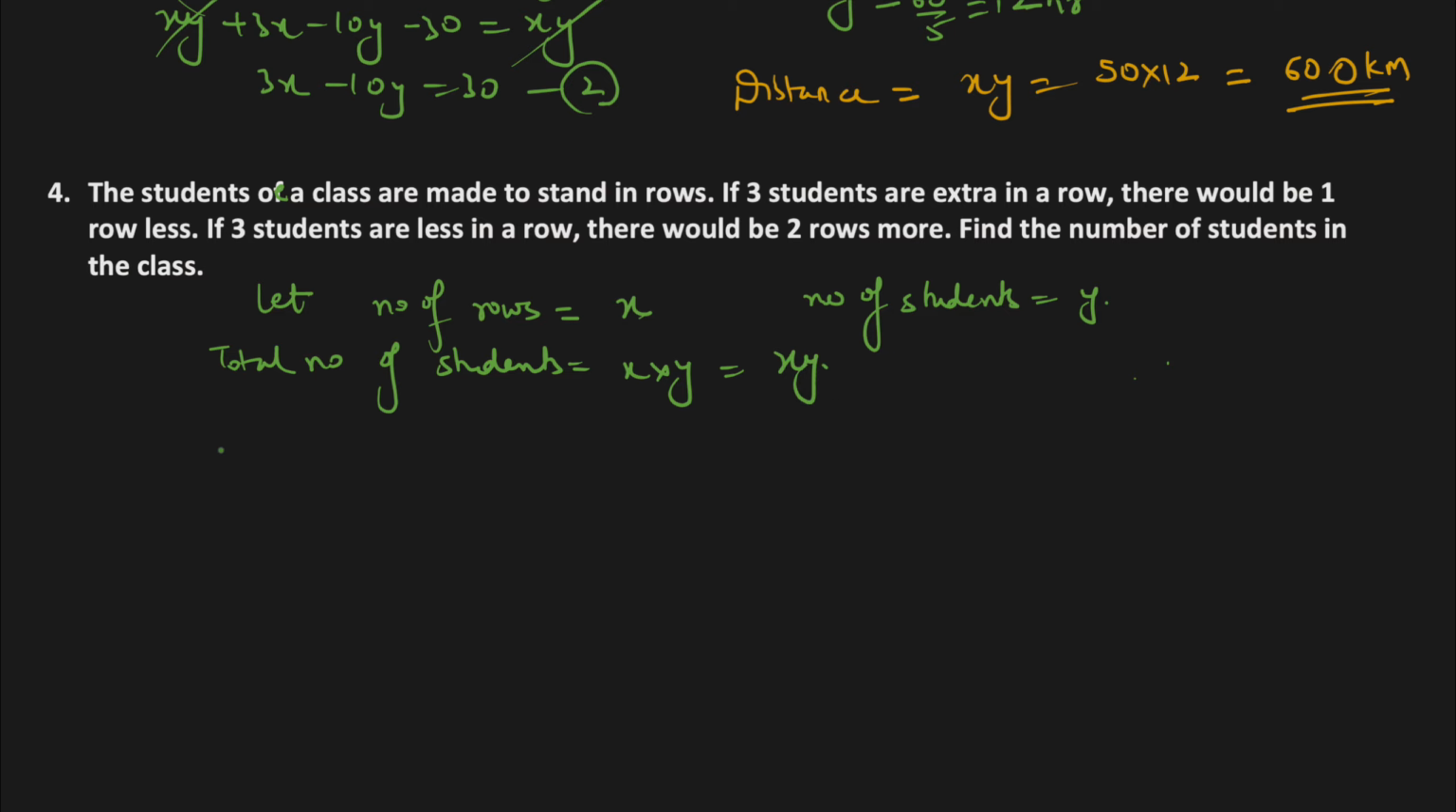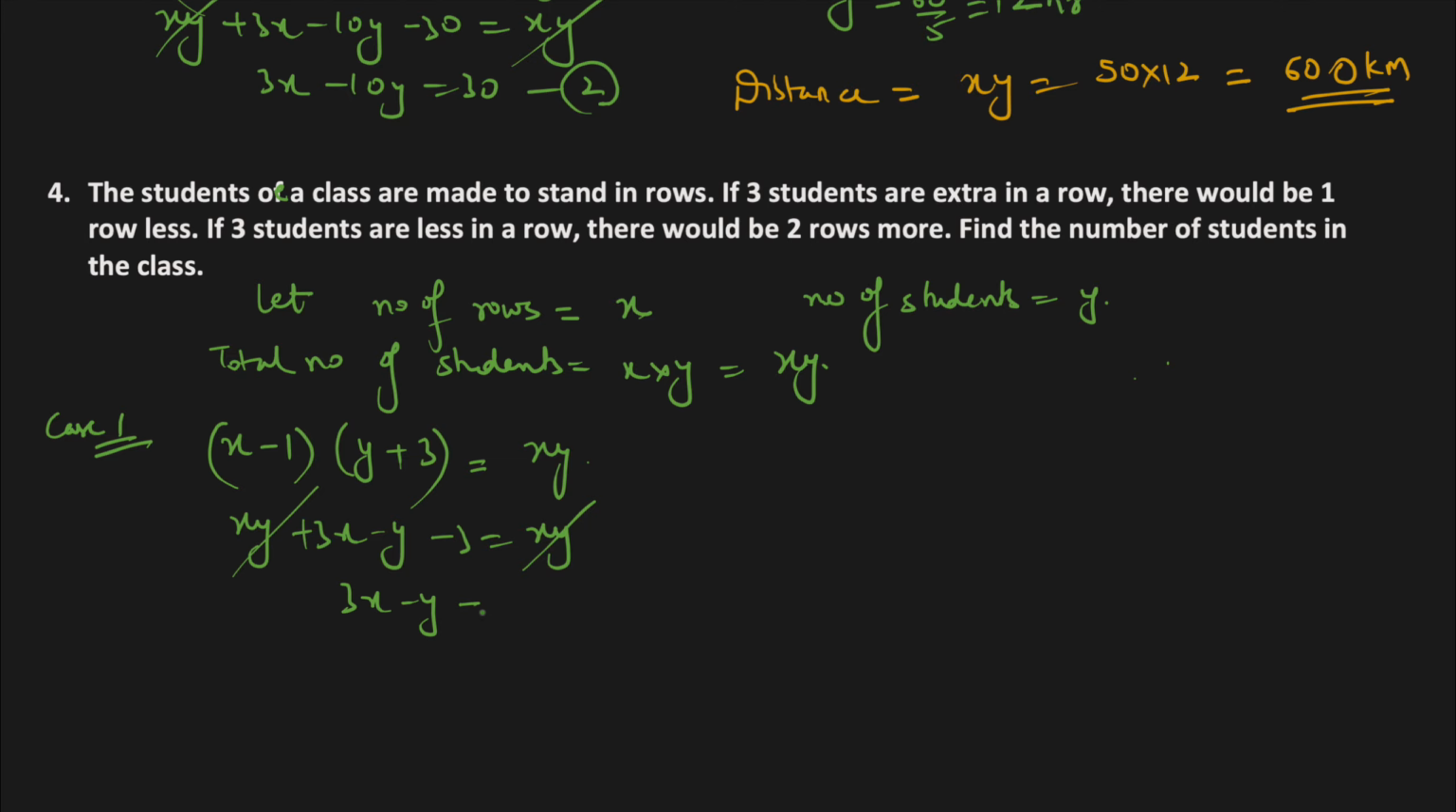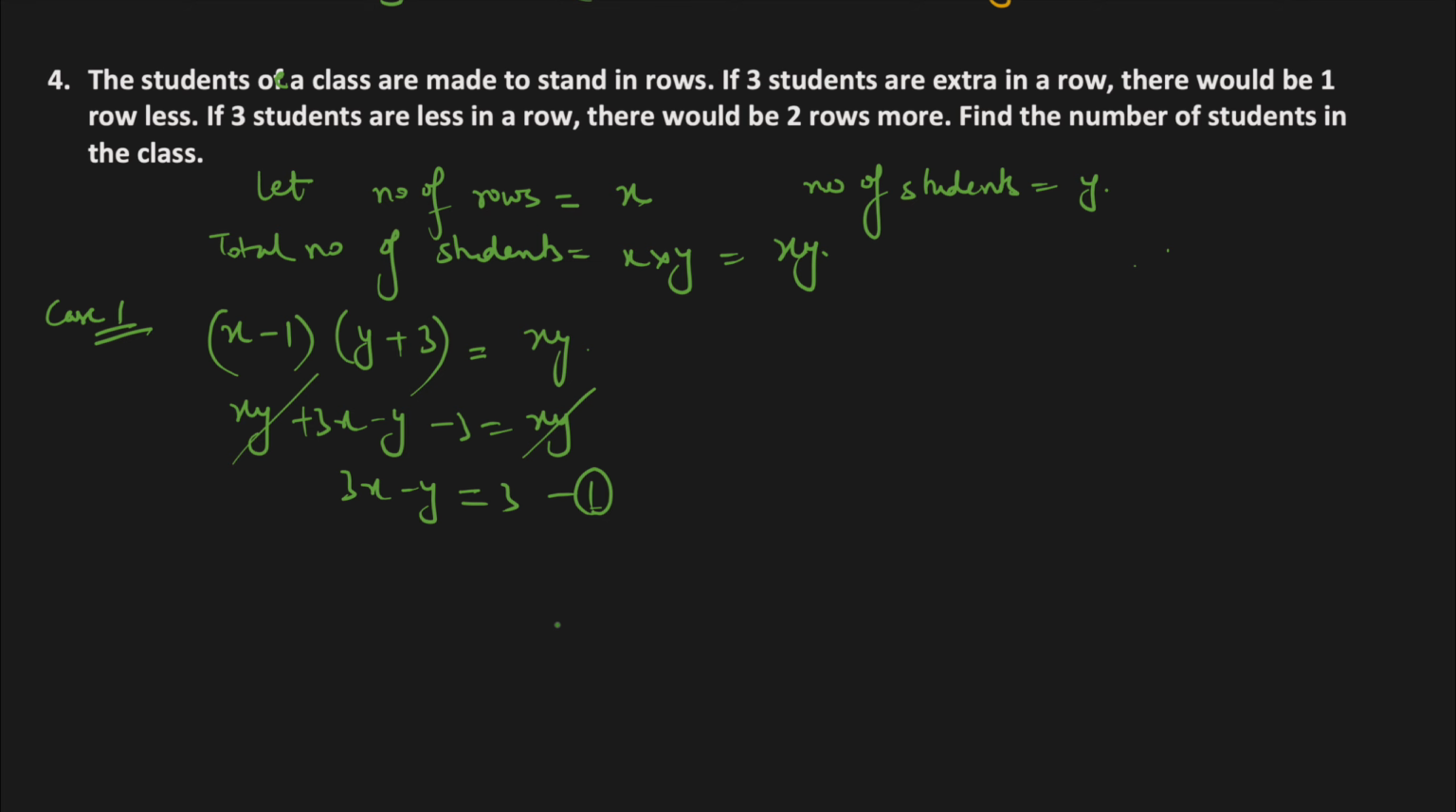Okay, same criteria हम use करेंगे जो हमने previous किया था, case 1. What is the case 1? 3 students are extra. Students से y plus 3, there would be 1 row less, तो reduce करेंगे row को 1 minus 1 और students को increase करेंगे, right? Fine, but number of students तो same ही रहेंगे ना class के अंदर, so they will remain the same, correct? xy रहेंगे. इसको simplify करते हैं, xy plus 3x minus y minus 3 equals xy. This cancels out, so 3x minus y equals 3 is equation number 1. Clear students?